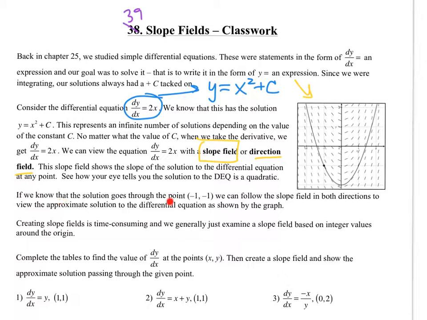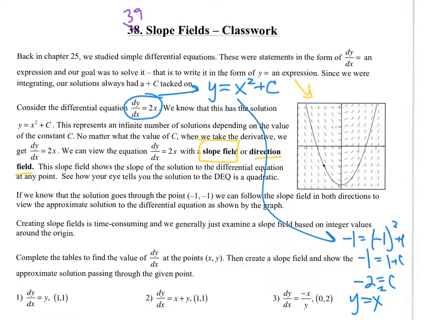So what if the solution goes through the point (-1, -1)? Then -1 is equal to (-1) squared plus c, which makes -1 equal to 1 plus c, which makes -2 equal to c, which makes the parabola y equals x squared minus 2. X squared minus 2, because c is -2, which is right here.